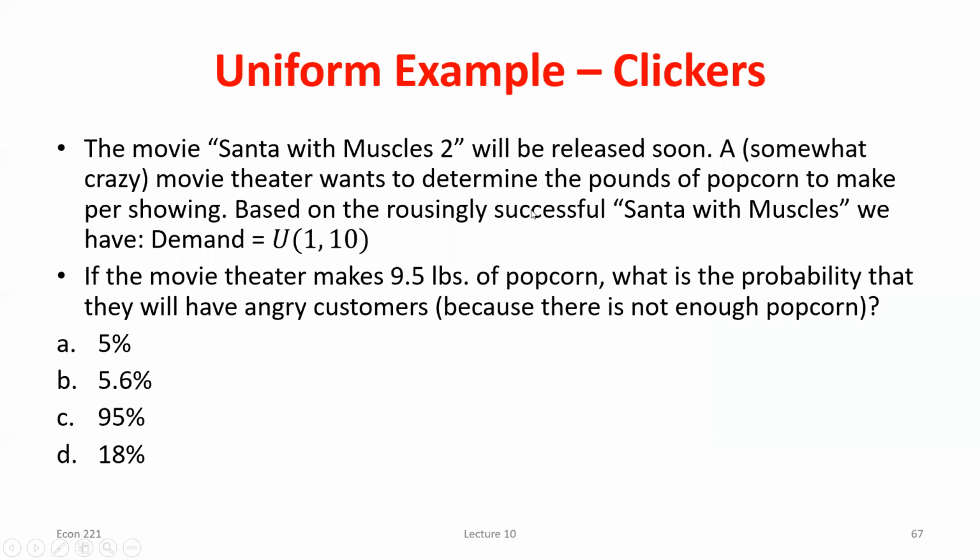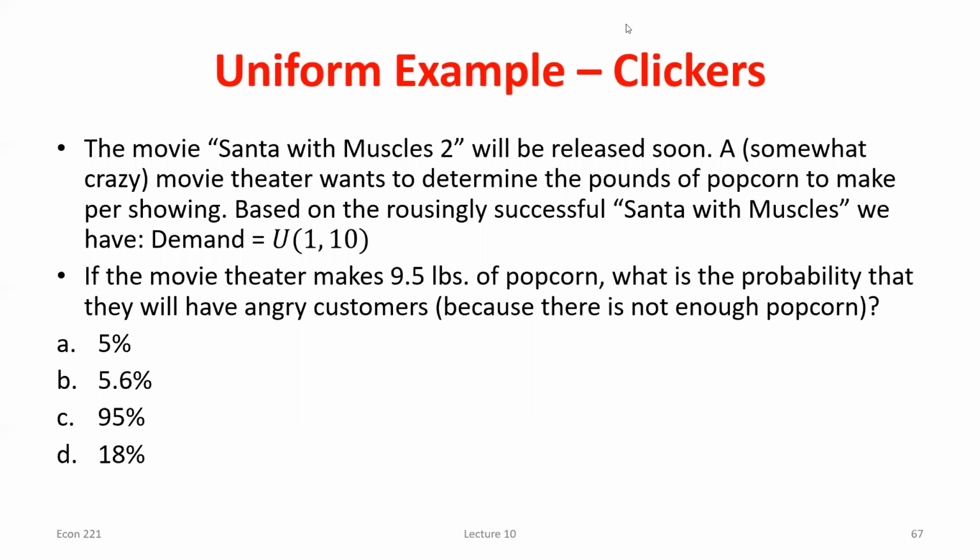Excuse me. So let's return to this example. We've got a uniform distribution, starts at 1, ends at 10. What's the probability that if the movie theater makes 9.5 pounds, that they will run out, right, of popcorn and have angry customers because there won't be enough? Well, the only possible way that if they made 9.5 that there wouldn't be enough popcorn is if the amount demanded is greater than 9.5, right?